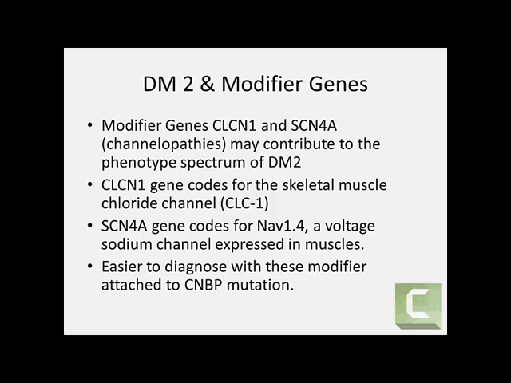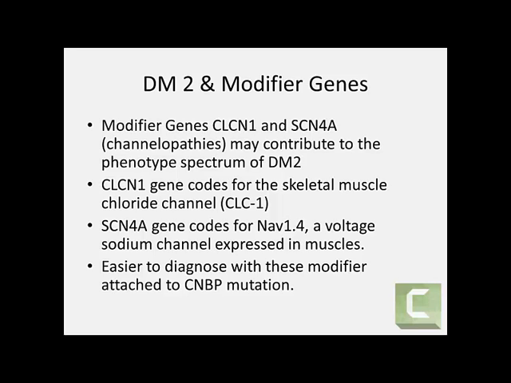Modifier genes affect DM2, such as CLCN1 and SCN4A, and may contribute to exaggerating the DM2 phenotype. The CLCN1 gene codes for a skeletal muscle chloride channel, CLC1, which is responsible for myotonia congenita. Patients with the CLC1 modifier show more severe muscle stiffness. The SCN4A gene codes for the Nav1.4 voltage-gated sodium channel, which is expressed in muscles and is another gene implicated in myotonic disorders. It is characterized by severe myotonia.